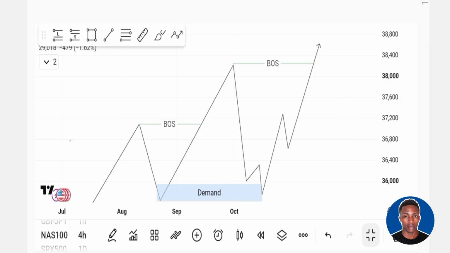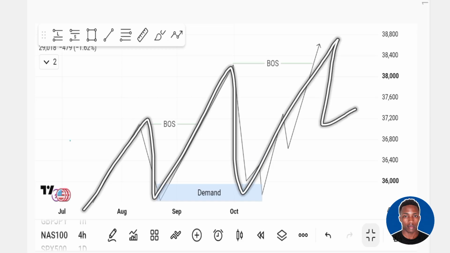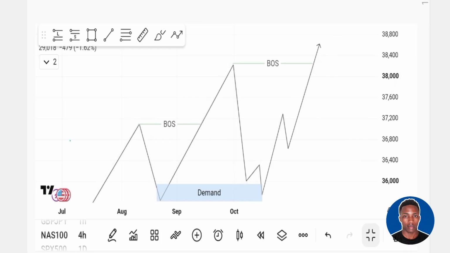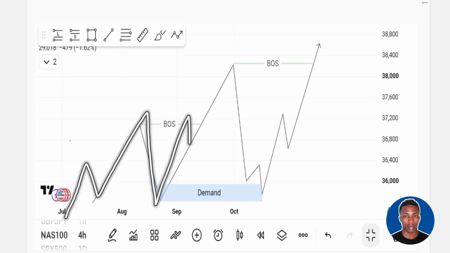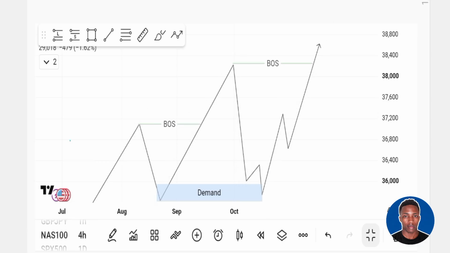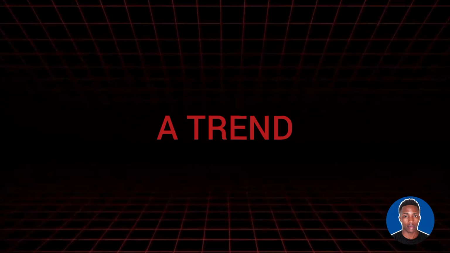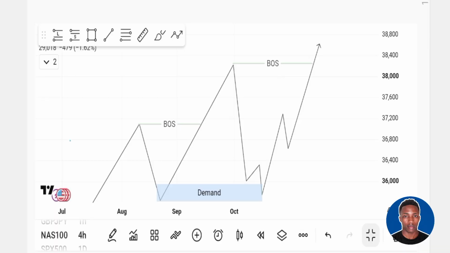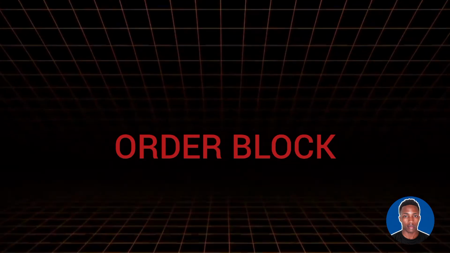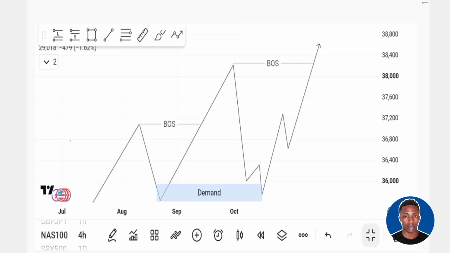So you need to be able to differentiate between a pullback and the actual trend. Or you need to be able to differentiate between internal order flow and external order flow. Like they say, a trend is your friend. So now that we have cleared the elephant in the room, I want to teach you this real high probability order block that I am talking about.